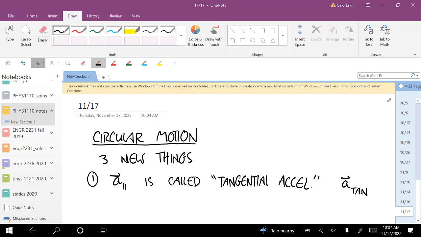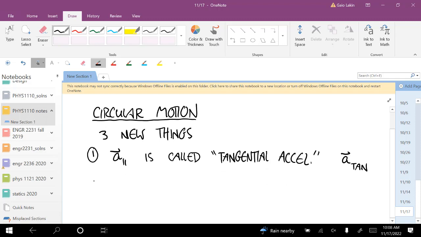If it were up to me, I would just keep calling it aparallel. I made up the name aparallel, but I wasn't born early enough to decide what we call stuff for circular motion. They'd already come up with that, so I just have to use what they use. But there's nothing different about those. So just remember, tangential acceleration is what we've been calling aparallel.